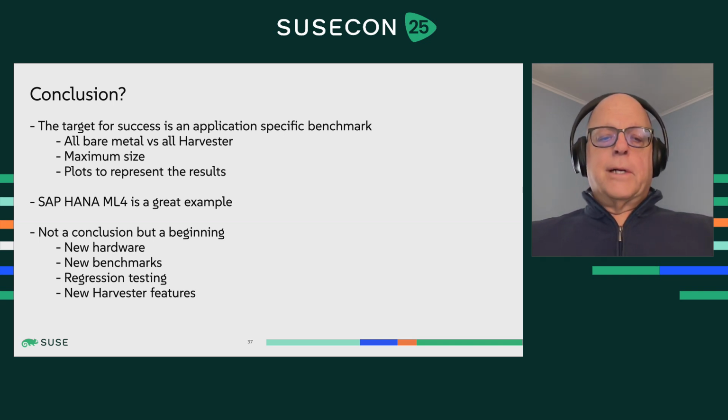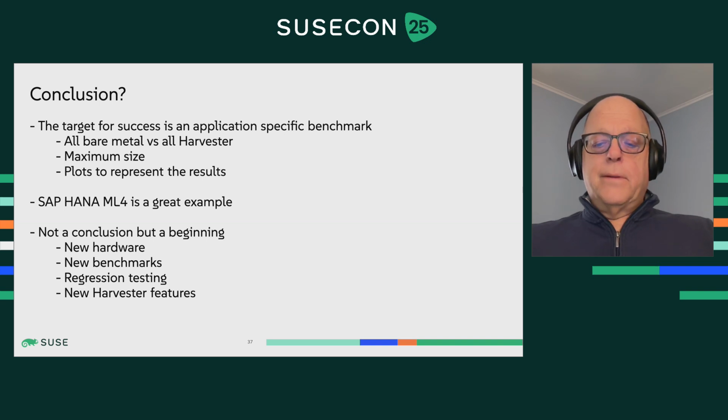So finally, on top of that, this isn't a conclusion, but a beginning. When we can do everything with the target, now we have a tool to evaluate new hardware and new benchmarks, because Harvester should be able to just deploy it. We'll run against bare metal based on the process. Regression testing as operating systems are updated and new versions of the operating systems come out. And then, of course, new Harvester features. What does a new Harvester feature provide, and how can we benchmark that against the bare metal?